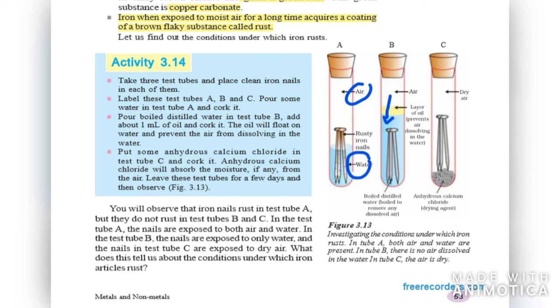In the third one we have dry air. Dry air is achieved with anhydrous calcium chloride, which is a drying agent which can dry off all the air present in this test tube. So these iron nails will be intact here. There won't be any effect on this. So the only effect is in the A test tube.